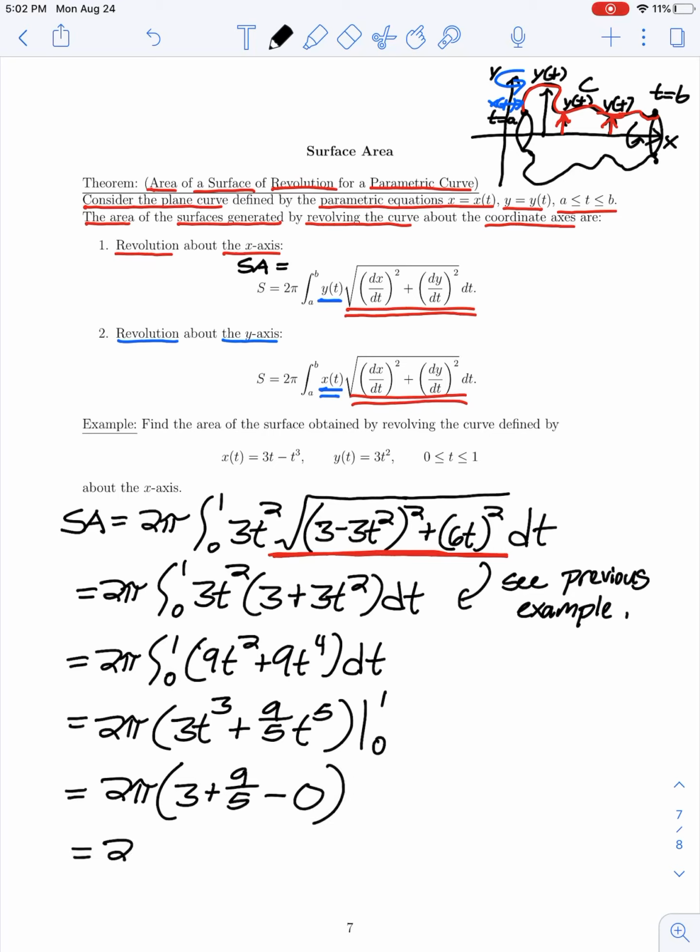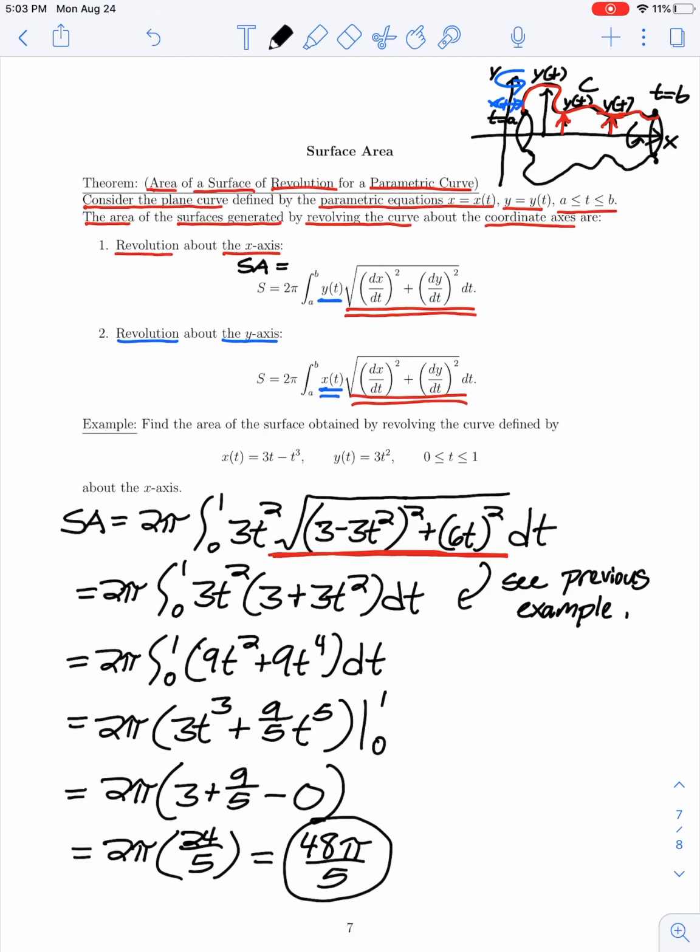Let's see what we're left with. We have 2 pi times 3, which is 15/5, plus 9/5. That gives us 24/5 times our 2 pi, which gives us 48 pi over 5 for the surface area of the solid obtained by rotating this curve about the x-axis.